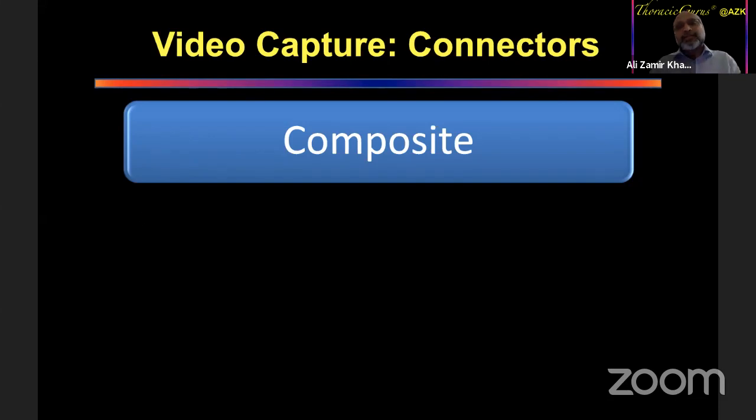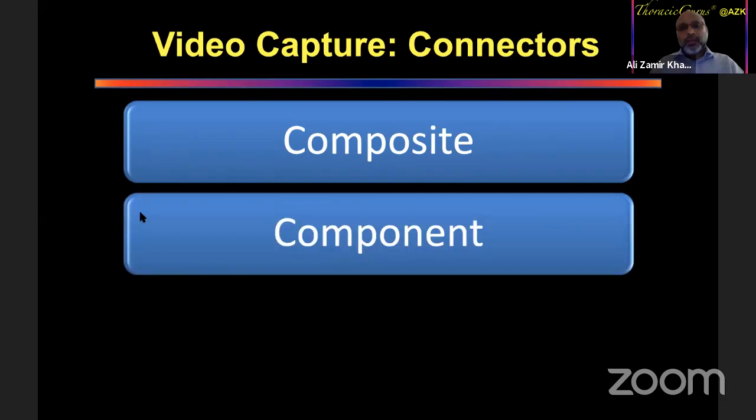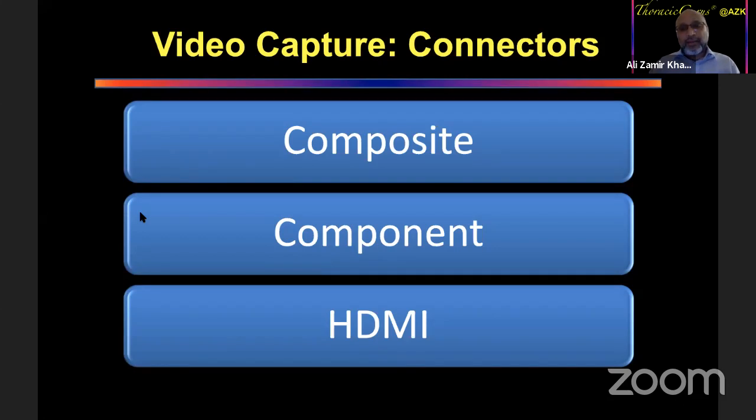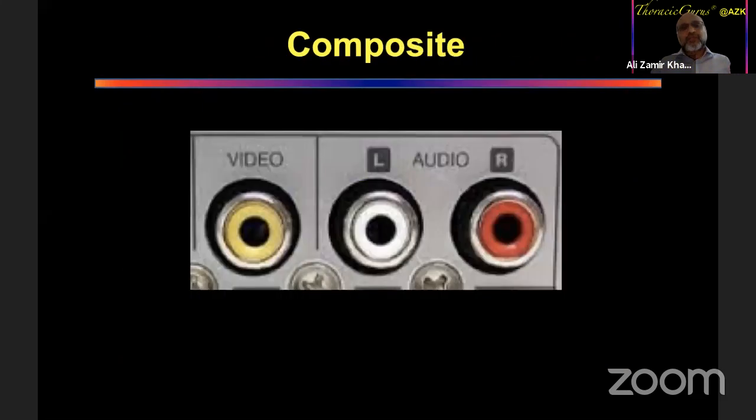So the connectors that are available are composite, component, and HDMI. It's very important to understand the three separate cables that are available. So this is a composite. This was in the old days where we used to use it: yellow for video, white for left audio, and red for right audio.